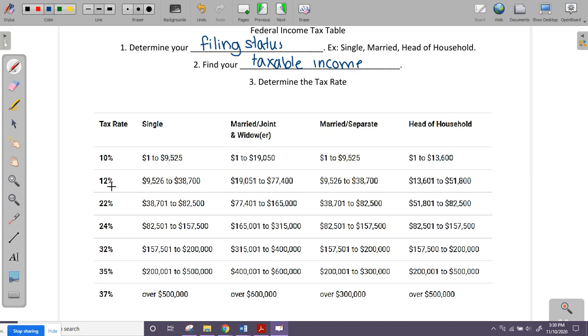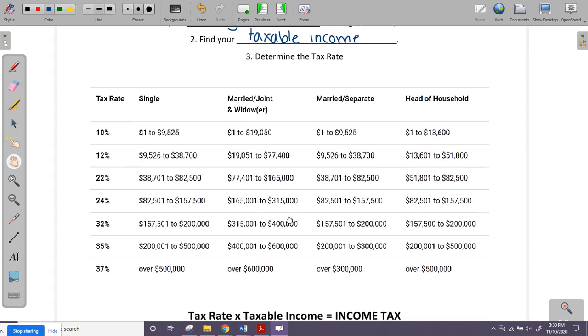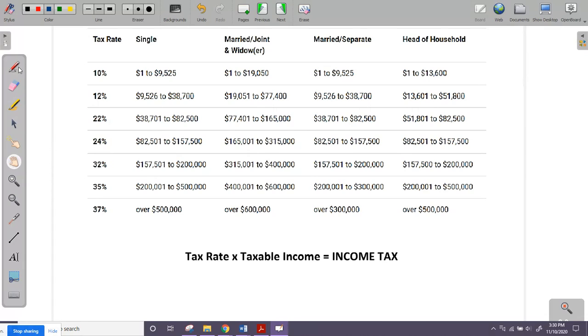So if you have a taxable income of $90,000 and you're single, you're looking at single, find in between where $90,000 is, which is in between this interval here. So you're going to have a 24% tax rate on your income. When we do the math, we take the tax rate and change it to a decimal, and then multiply it by our taxable income, and that gives us the amount of income tax. So let's look at a couple examples.